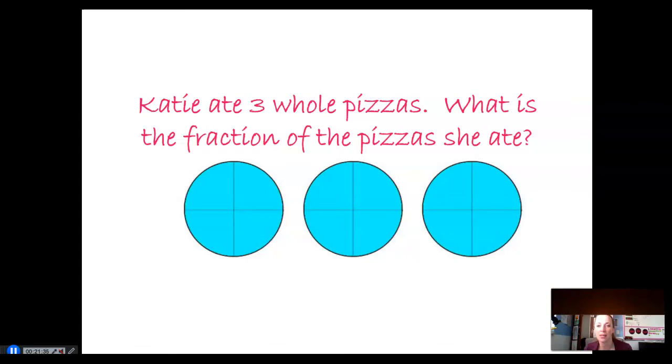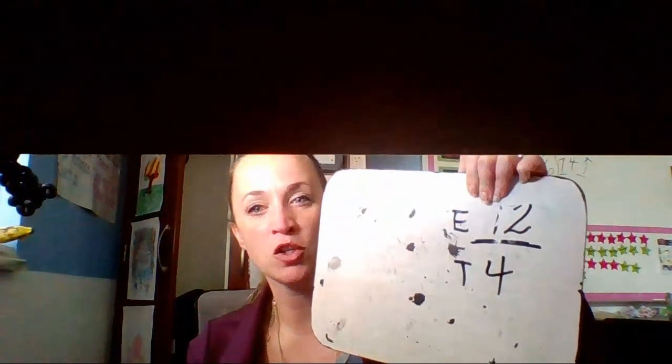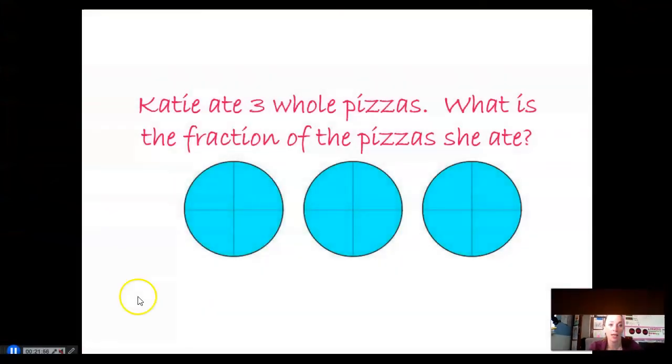So what is your denominator? Well, first picture, 1, 2, 3, 4. The denominator does not change. So our denominator there is 4. You should have had an answer of 12 fourths. 12 fourths. All right, kiddos, let's see what else we got.